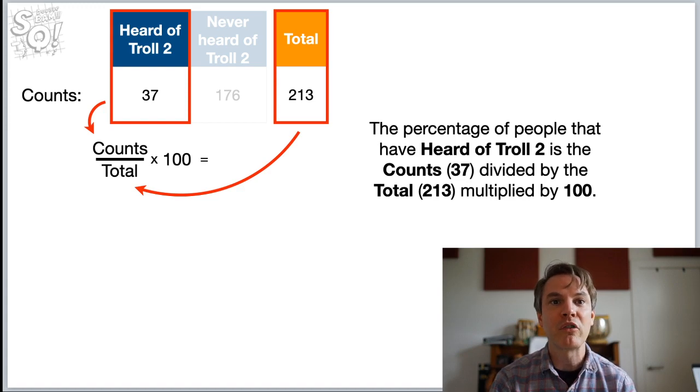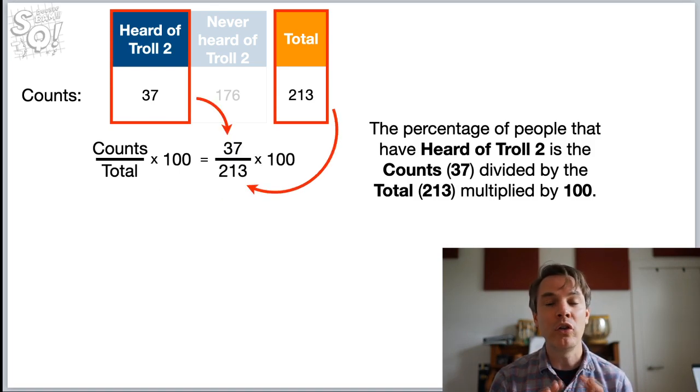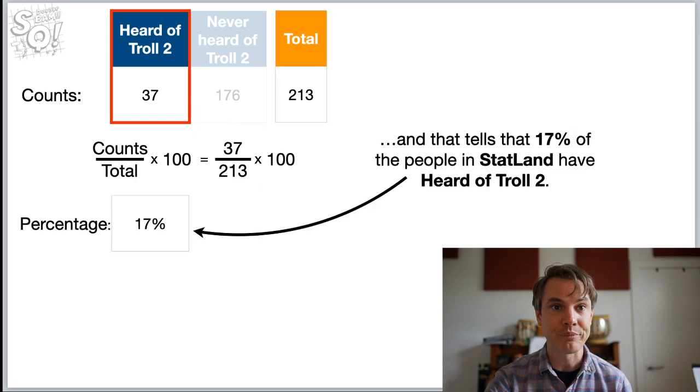Okay, so the percentage of people that have heard of Troll 2 is the counts, 37, so 37 people have heard of Troll 2, divided by the total, which is 213 people. There's 213 people that live in Statland, and then we multiply that fraction by 100. Everybody knows how to calculate percentages. And if you don't, wow, you just learned. So no big deal either way. Okay, and that tells us that 17% of the people in Statland have heard of Troll 2.